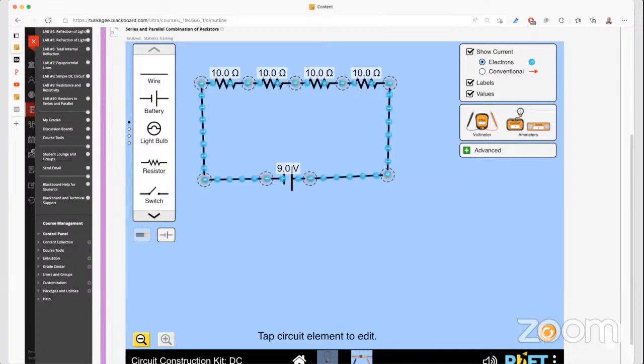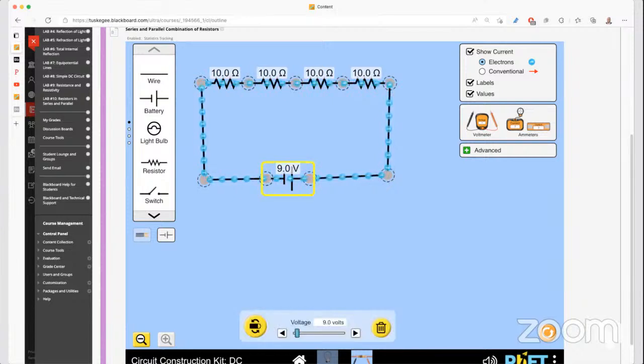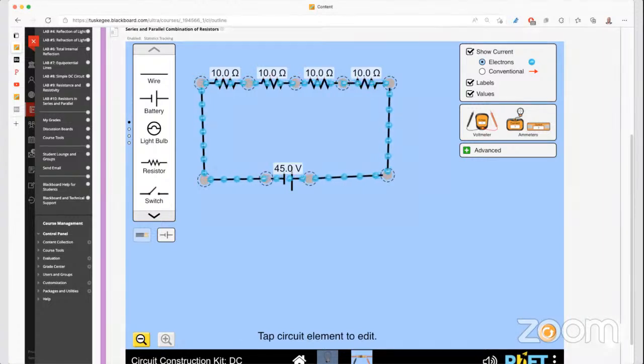So now I have 4 resistors wired in series to a 9-volt battery. If I wanted to change the value of this battery, I'll just click on the battery symbol and then slide this along to the desired voltage. Okay, so this is now 45 volts. I can also alter the values of these resistors.